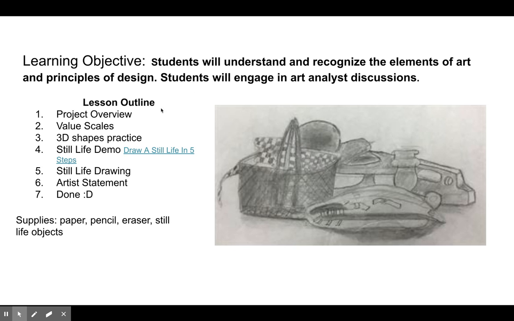So you can see the lesson outline over here. First, we've got the overview. We're going to practice doing value scales. I know most of you have done them before, but the more you do them, the better you are at controlling and creating different values. So we're going to do some of those. And then we're going to practice drawing 3D shapes. And I have some techniques that I'm going to show you that will specifically help you with drawing 3D shapes, which of course will help you with your still life because you're going to want it to look three-dimensional.